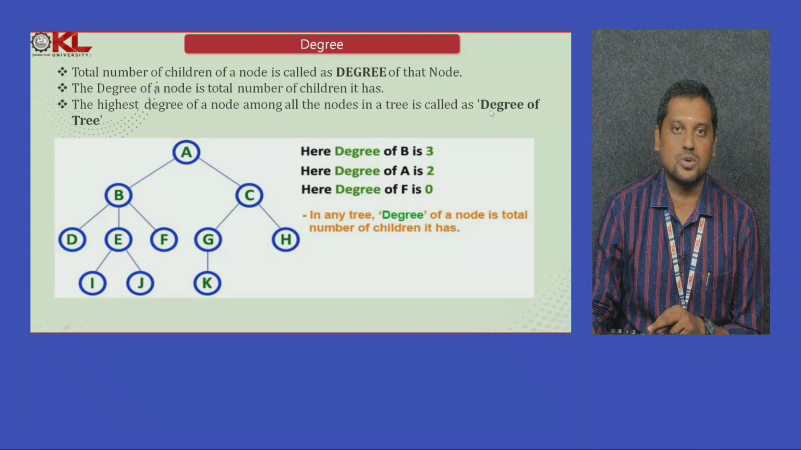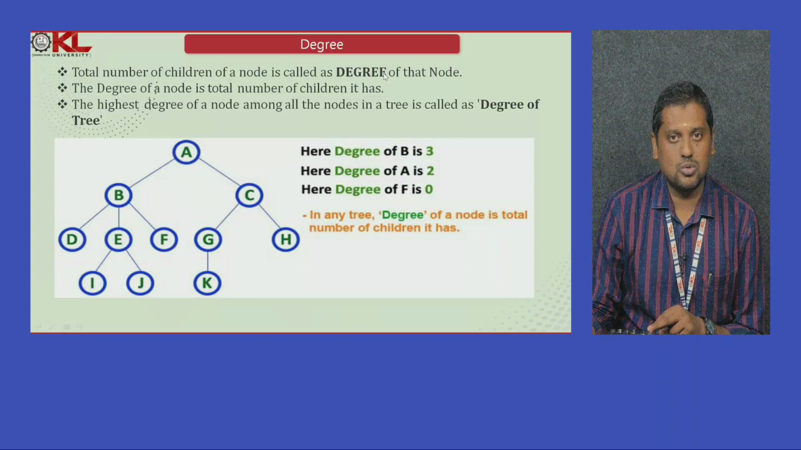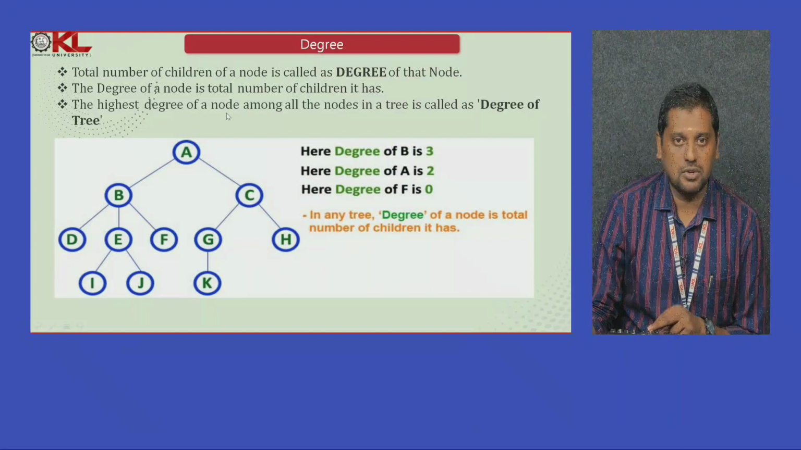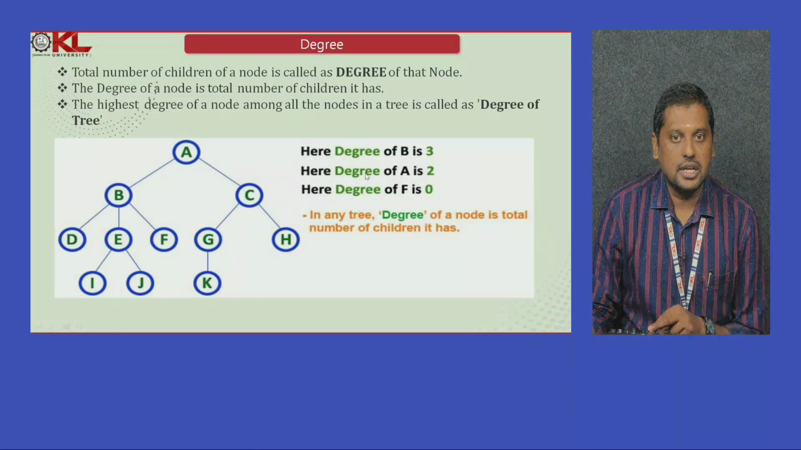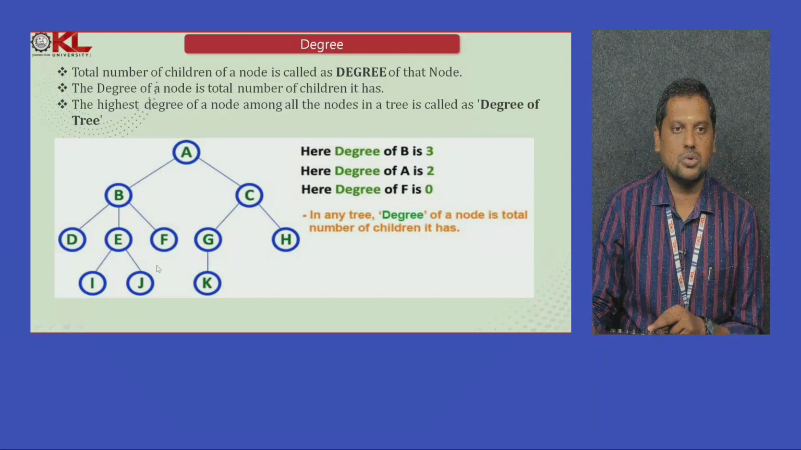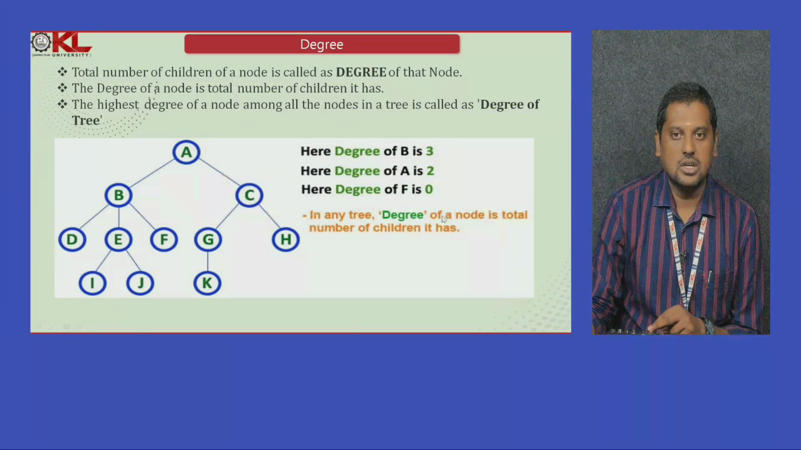So first of all, you should know how to calculate the degree of a node. Once you know that, we can easily calculate the degree of a tree. Say for example, I need to calculate the degree of node B. Here the degree of node B is 3. Why? Because it has 3 child nodes. I need to know the degree of A. The degree of node A is 2. Why? Because it has 2 child nodes. I need to know the degree of F. The degree of F is 0. Why? Because it has no child nodes. That is why in any tree, the degree of a node is the total number of children it has.